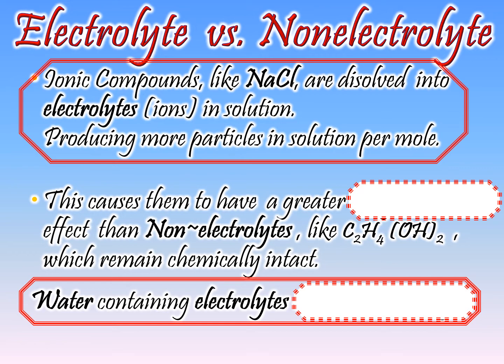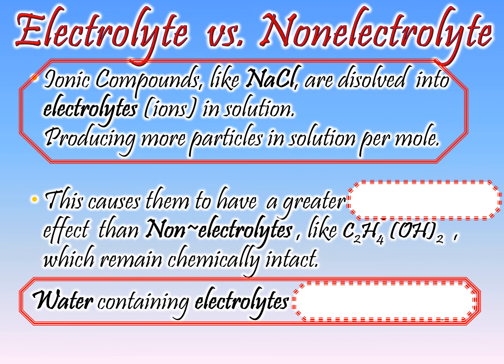Ionic compounds like sodium chloride are dissolved into electrolytes in solution. So wait a second, that's one chemical, NaCl, producing two particles, the sodium ion and the chloride ion. So they actually produce more particles per mole than what we call non-electrolytes. That's another one of those great names where something is defined by what it is not. A non-electrolyte is a molecule that remains intact when you put it in solution, something that doesn't break into ions.